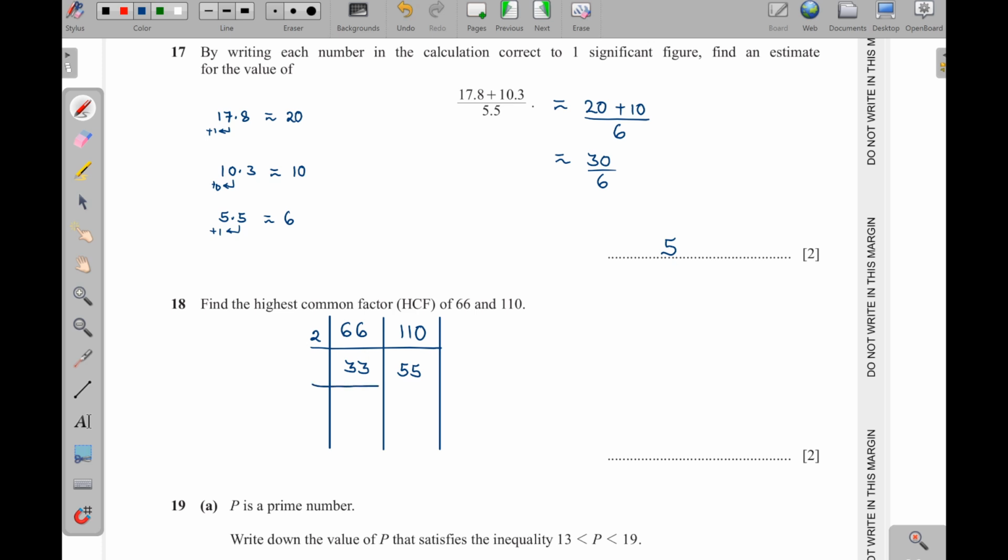Now, of course, the only number that can divide these 2 is 11. So 11, here you will get 3, and here you get a 5. There is no number that is going to divide these 2 apart from 1. You see that? So we shall end there, and then our highest common factor is going to be the product of these 2 numbers that have divided these, and this one gives us 22. As simple as that.